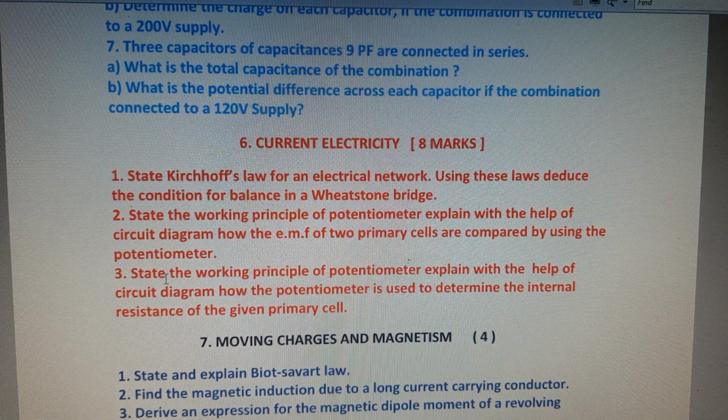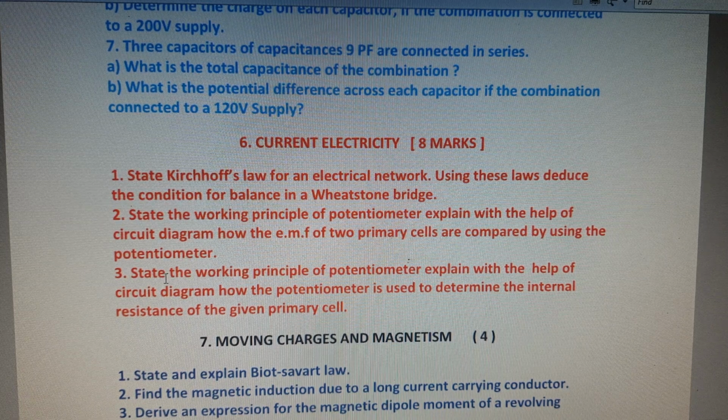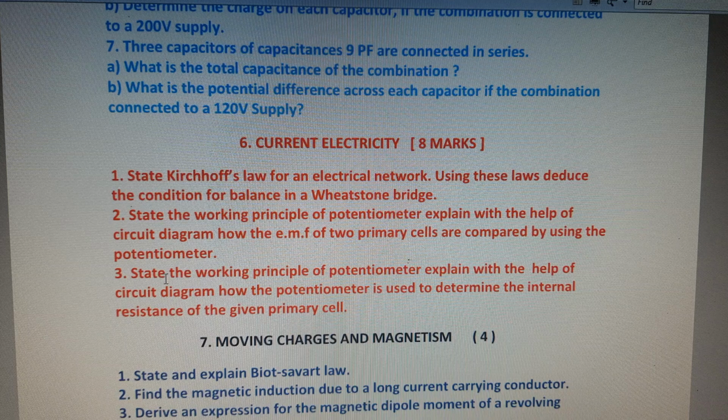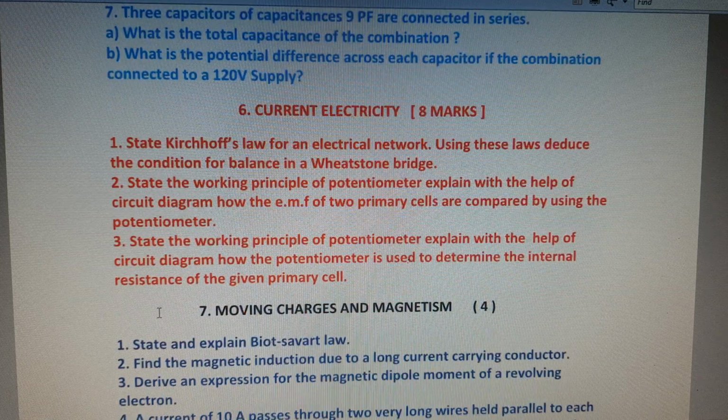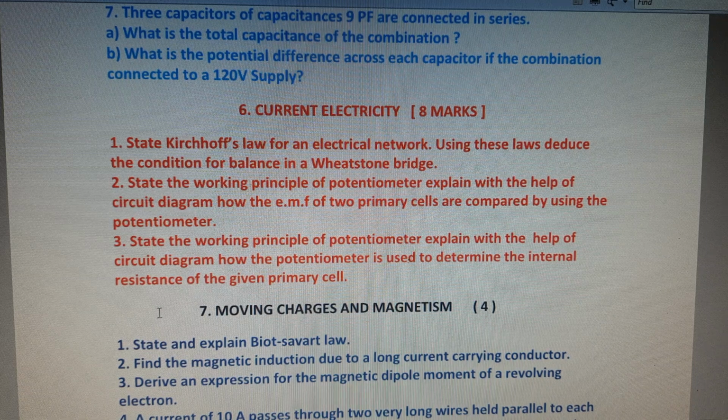This is the first question, and the second and third questions are related to the working principle and applications of the potentiometer. The second question is: state the working principle of a potentiometer, and explain with the help of a circuit diagram how the EMFs of two primary cells are compared using a potentiometer. And the third question is: state the working principle of the potentiometer, and explain with the help of a circuit diagram how the potentiometer is used to determine the internal resistance of a given primary cell.